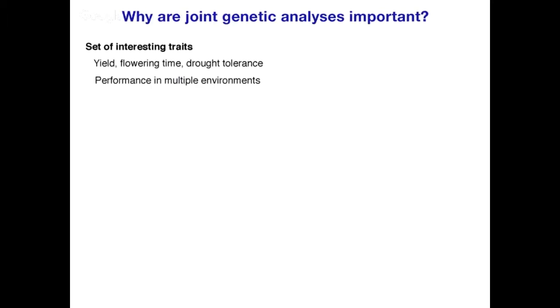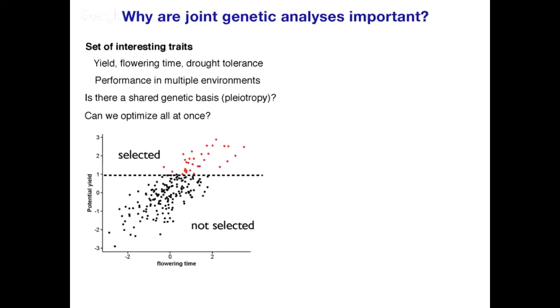So there are two main contexts that I think that a joint analysis of a suite of traits together is important. And the first one is when you just have a set of traits that you're interested in, several different traits that you're interested in, say yield and flowering time and drought tolerance altogether, or the performance of a line across multiple environments, say in multiple regions. When you have a set of traits like this, you might be interested in, is there a shared genetic basis to the variation in each of these traits? Are there pleiotropic genes that affect multiple traits? From the breeding side, can we optimize all these traits at once?